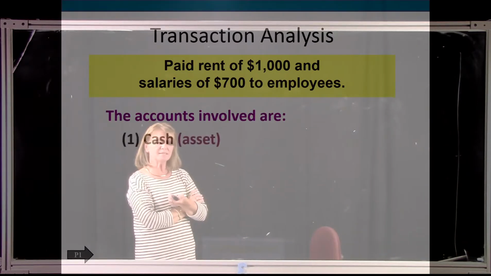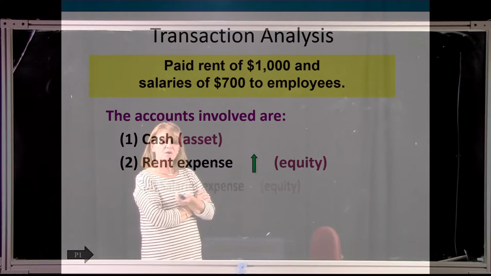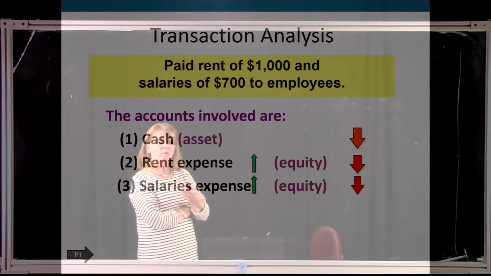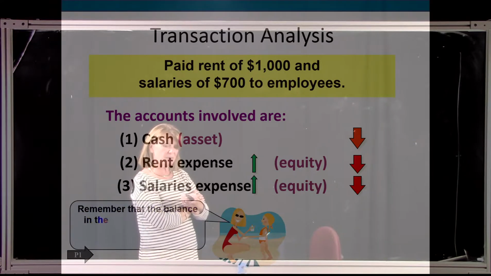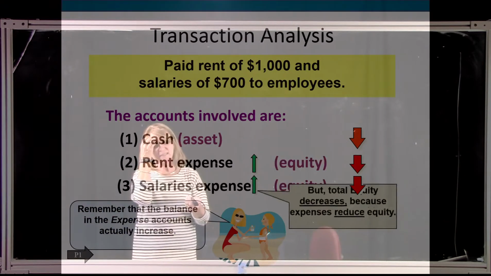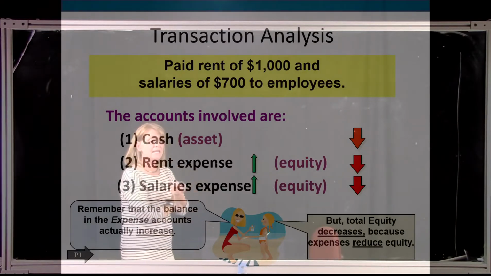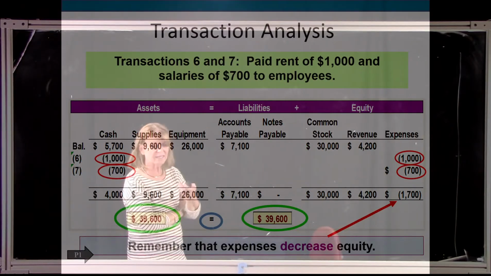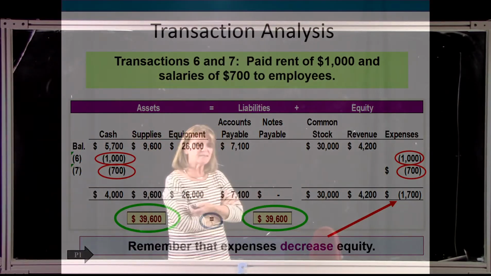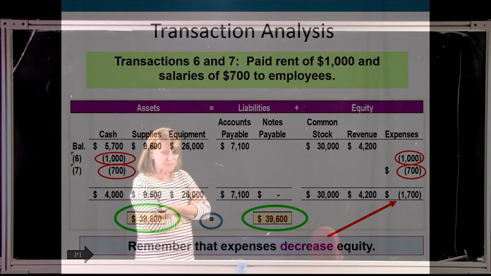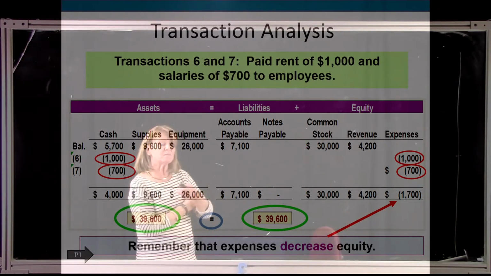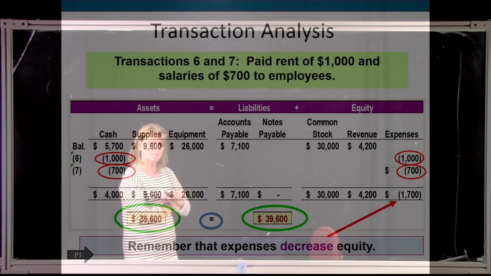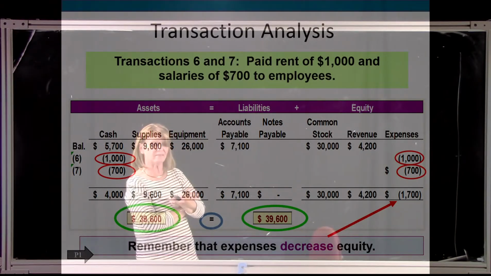We paid some rent. So we decreased our cash. We also increased our expenses. Remember that the balance in the expense account actually decreases the equity side. I'm sorry, it does not increase equity. It decreases equity, but it increases the expenses. So both sides are dropped by $1,700.